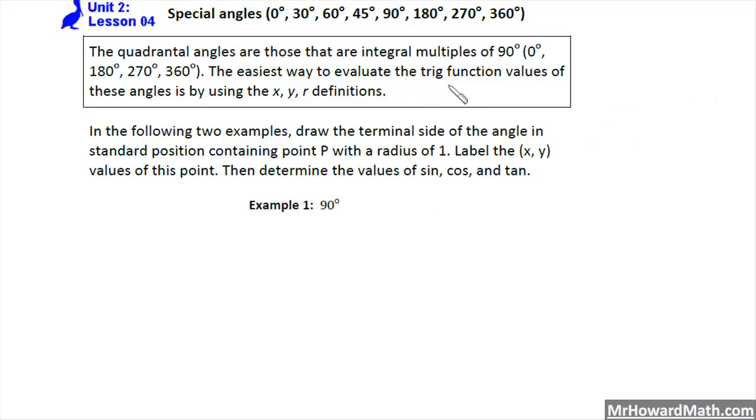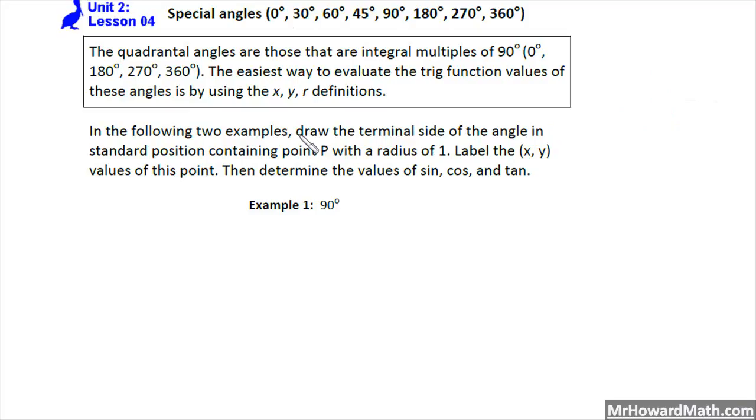So here, here, here, and here is where those would all line up, so that's why they are special. And the easiest way to evaluate the trig function values of these angles is by using x, y, and r. So this vocabulary, quadrantal, you need to get that down and understand what it means. It means it's at one of the four corners, here, here, here, or here.